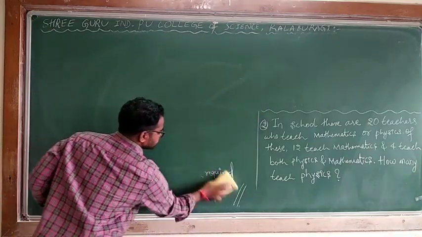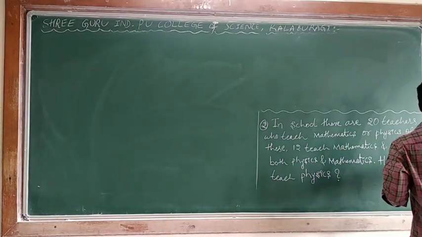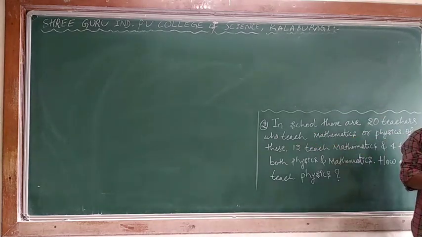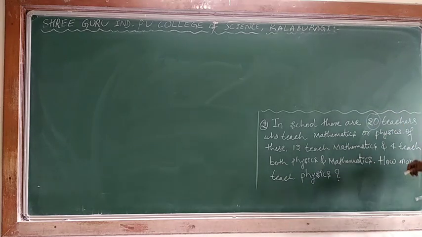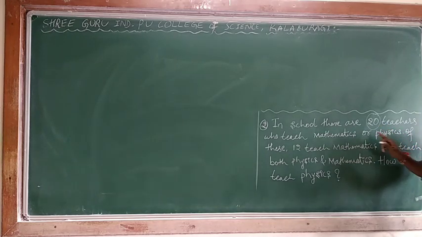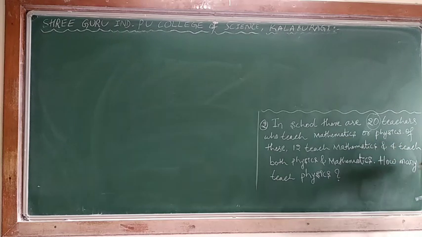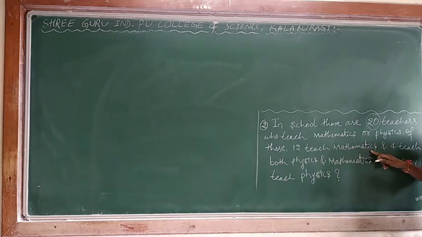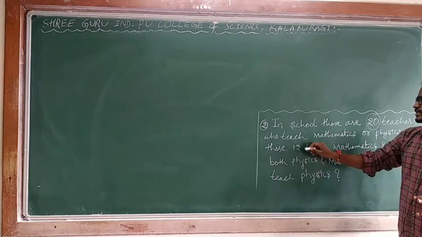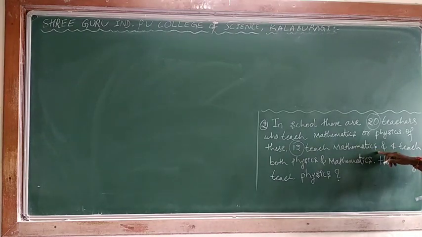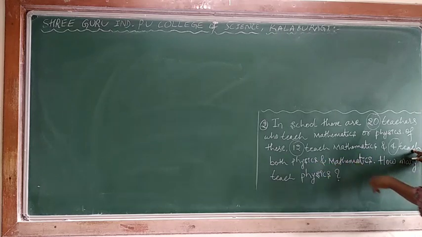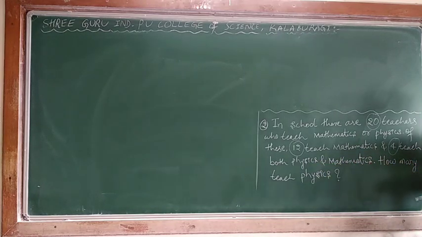See the given practical thing. In a school, there are 20 teachers. We have one school, and in that school there are 20 teachers who teach mathematics or physics. We don't know exactly how many teach maths and how many teach physics. He is saying only 20 teachers teach maths or physics. Whenever maths or physics comes, that will be union. Then out of these 20 members, 12 teach mathematics, and 4 teach both physics as well as mathematics. Here he has given both, meaning intersection of physics and maths. He is asking how many teach physics, meaning he is asking n of P.